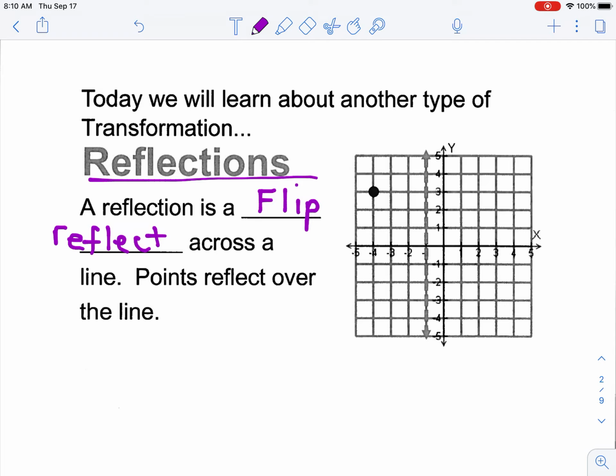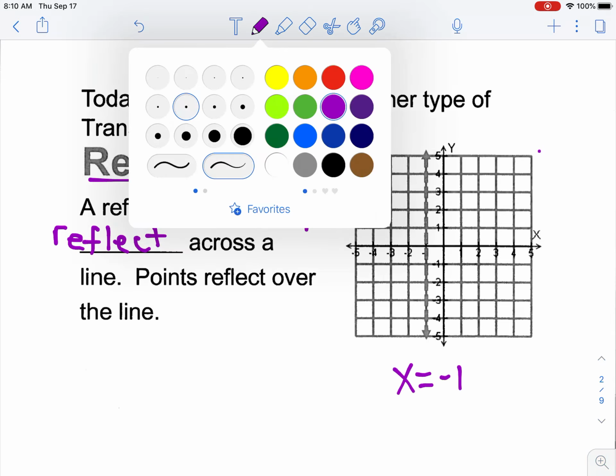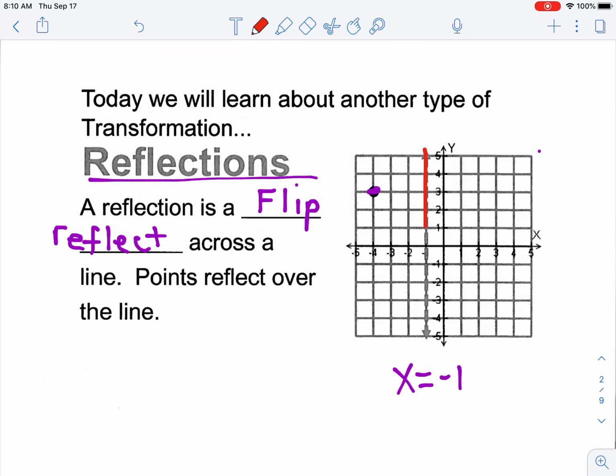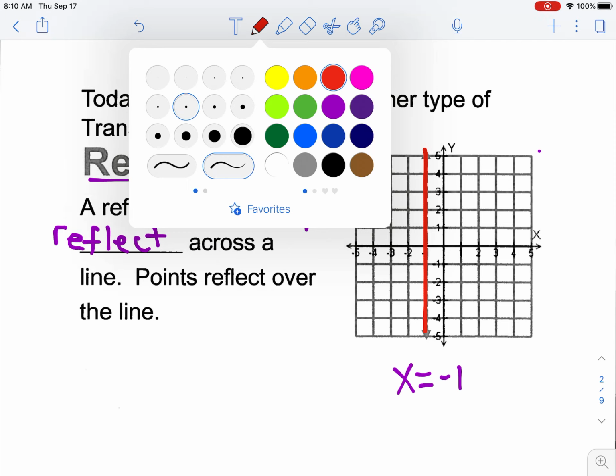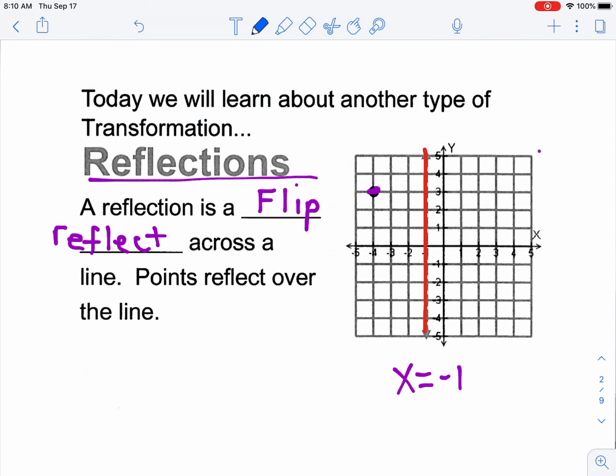So for example, if it says to reflect this point right here that they give us over this line of x equals -1, and remember x equals -1 is a vertical line, so they have our line that they've given us in this picture. Here's our reflection line. All right, in order to reflect it, what we do is we count how far the point is away from the line, and then we count to the other side. So for example, if I'm at this purple point, I'm going to count 1, 2, 3 to the red line. So I'm going to go 1, 2, 3 to the right. I'm going to make a new dot, and that is my new point.